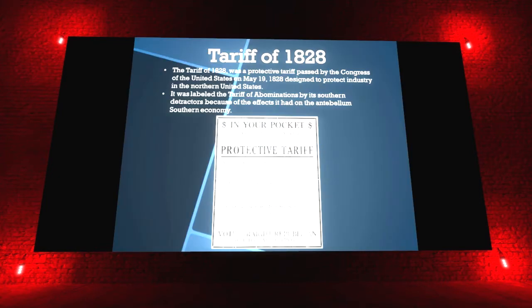The Tariff of 1828 was a protective tariff passed by Congress, which was designed to protect industry in the North. This helped protect the industry in the North due to the fact that it started taxing imports from other countries, which would increase their prices and which would cause U.S. citizens to buy things manufactured in the United States. Now, this was very beneficial to the northern United States since more people were buying their goods, but the southern economy relied on these cheap imports for their economy. So the South was very angered, and they began claiming this tariff was a tariff of abominations, and it created tension between the North and the South.